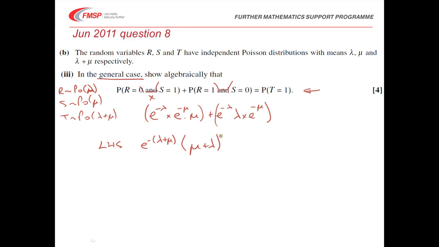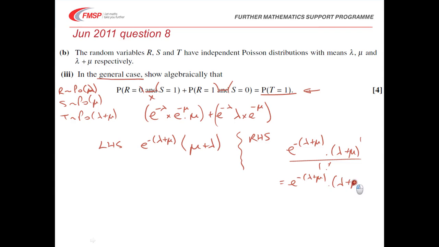Then you can do the right-hand side. The right-hand side is the probability of T equaling 1. So that's going to be e to the minus lambda plus mu times lambda plus mu to the power of 1 over 1 factorial, which we can see is e to the minus lambda plus mu times lambda plus mu, which is equal to the left-hand side. So I've shown that the left-hand side equals the right-hand side, and that's absolutely fine. So that's quite a nice question.